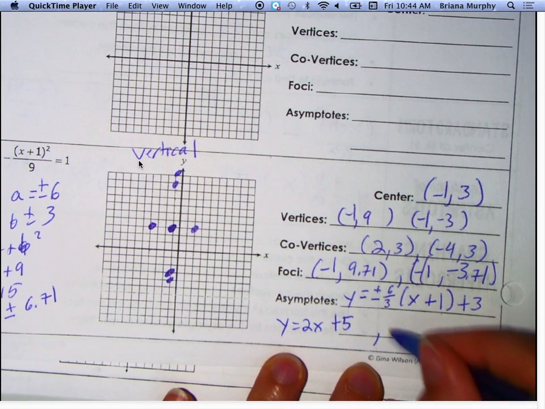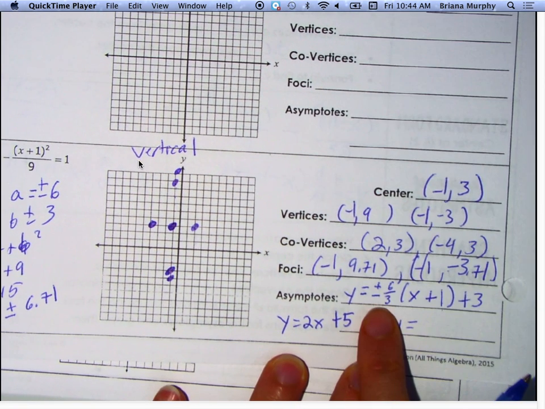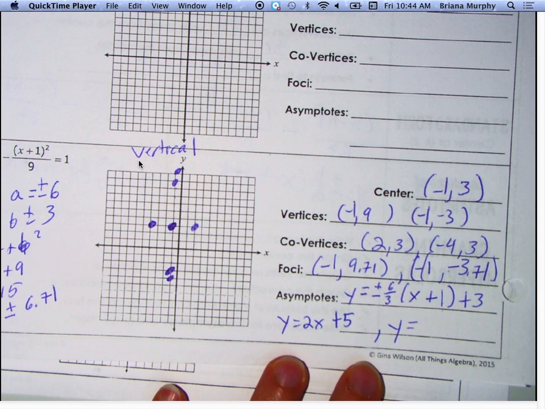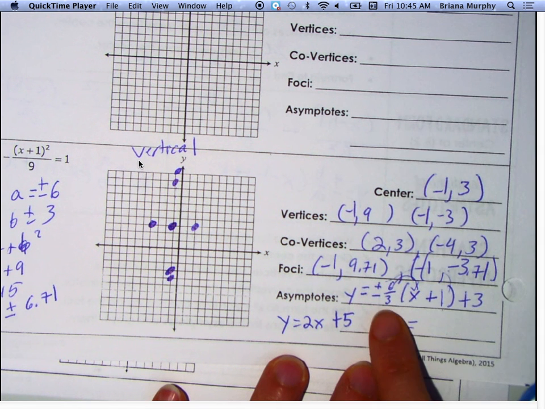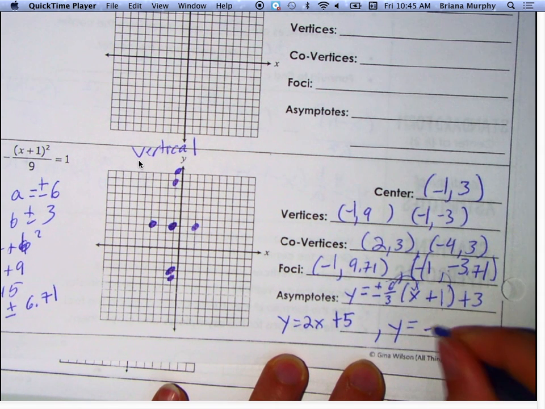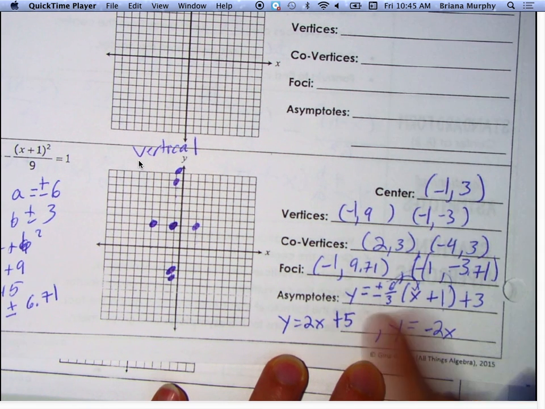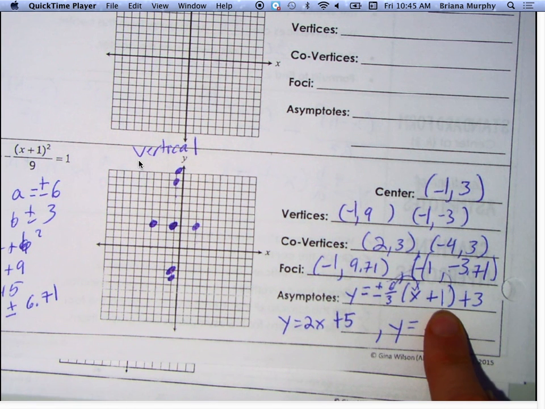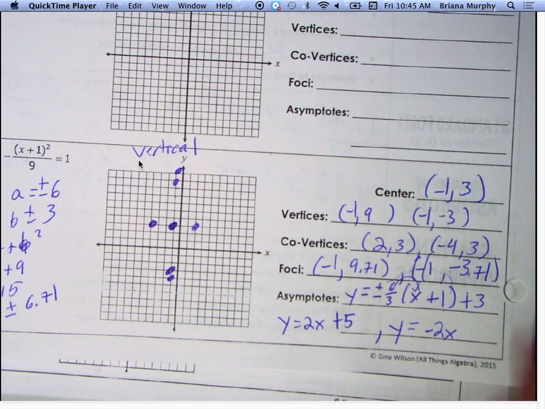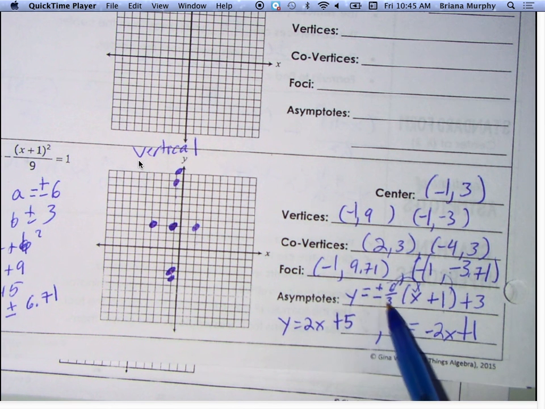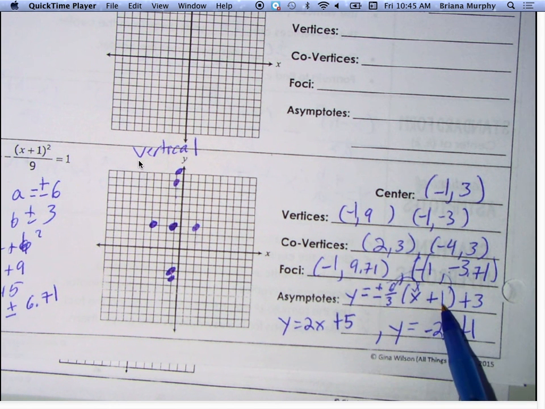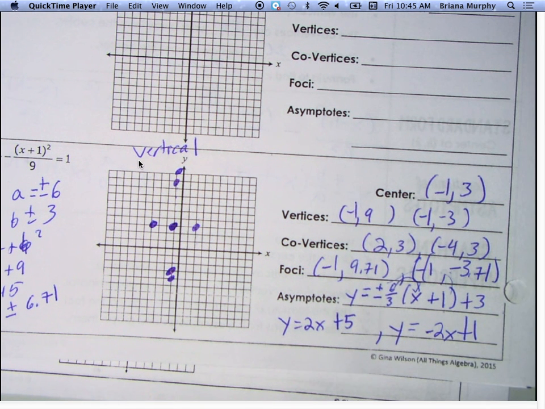Okay? And then y equals, we know this is negative 2, right? Wait, hold on. What did you just do? Why did you do 2 times 1? Because I have to distribute, right? Okay. Negative 2 times x is negative 2x. Negative 2 times 1 is negative 2 plus 3 is positive 1. Where did you get the 5? 2 times 1 is 2. 2 plus 3 is 5. Oh. Okay. So now I'm going to graph both of these.